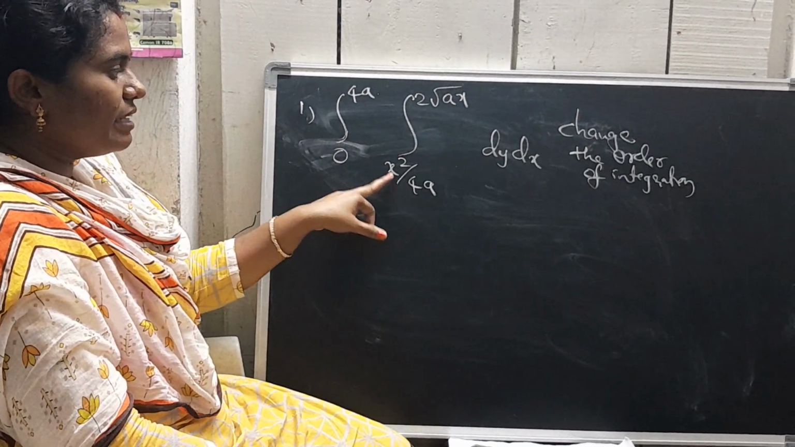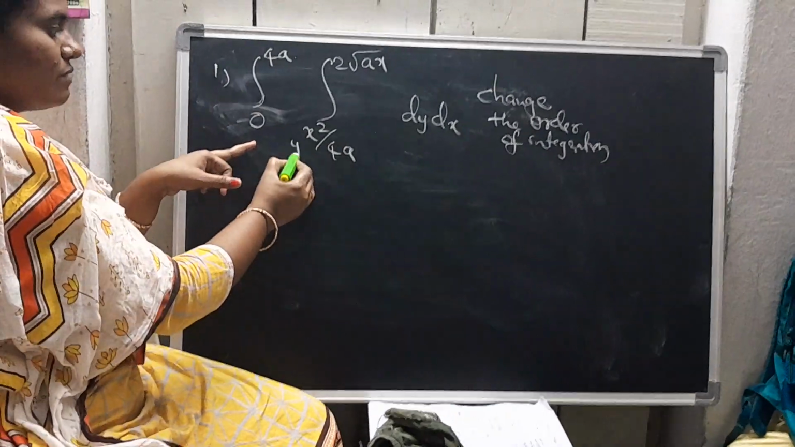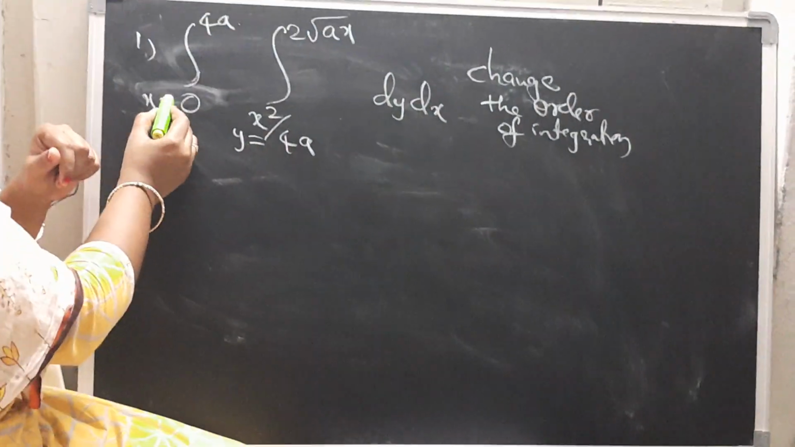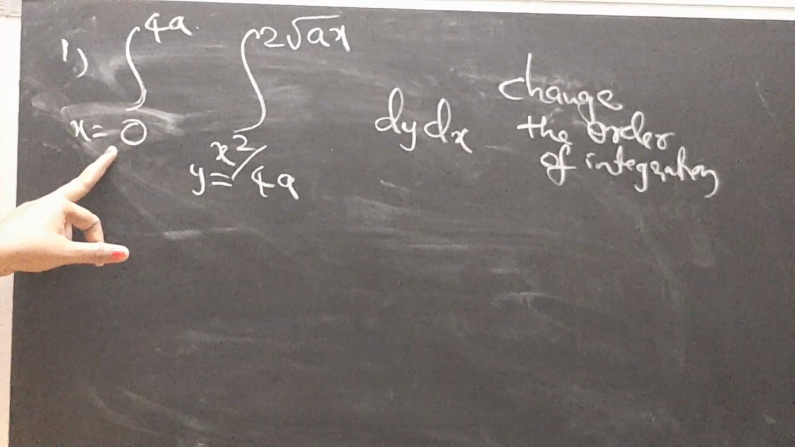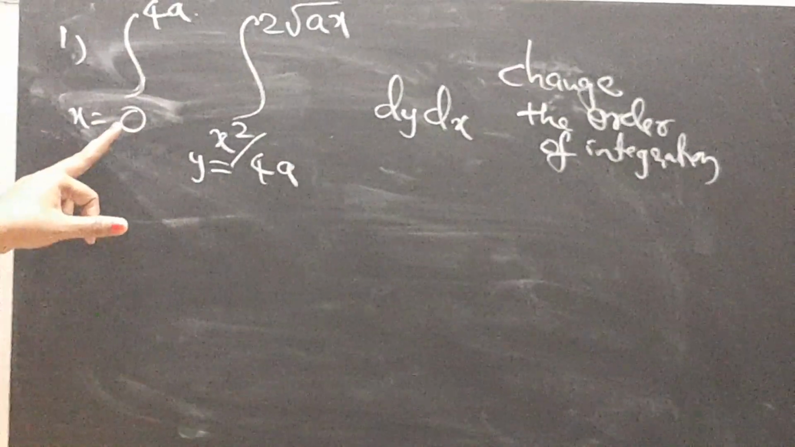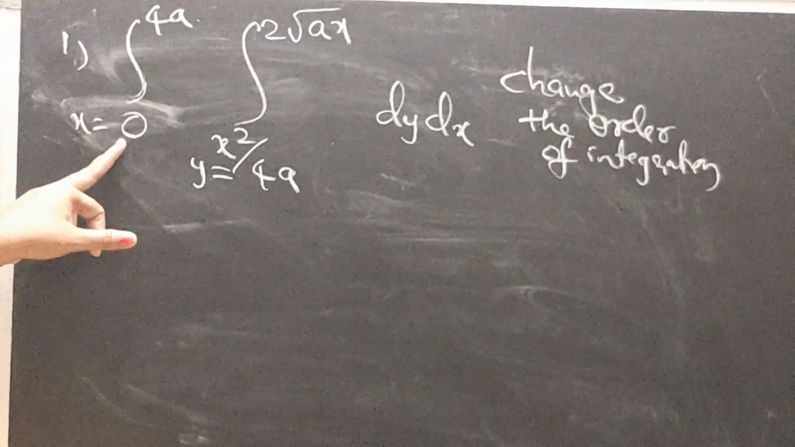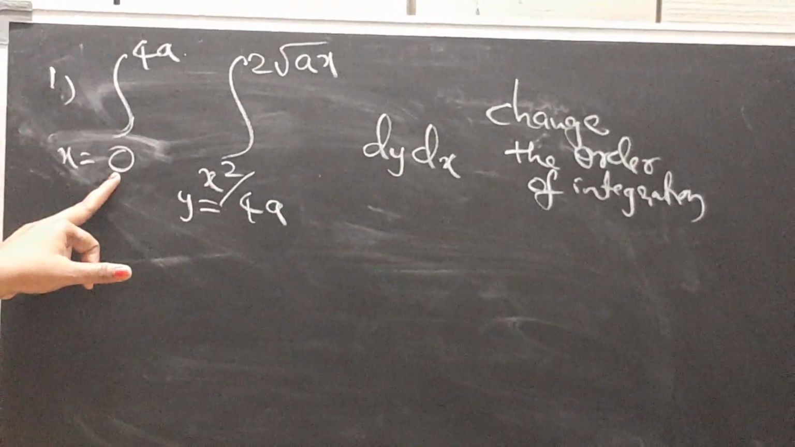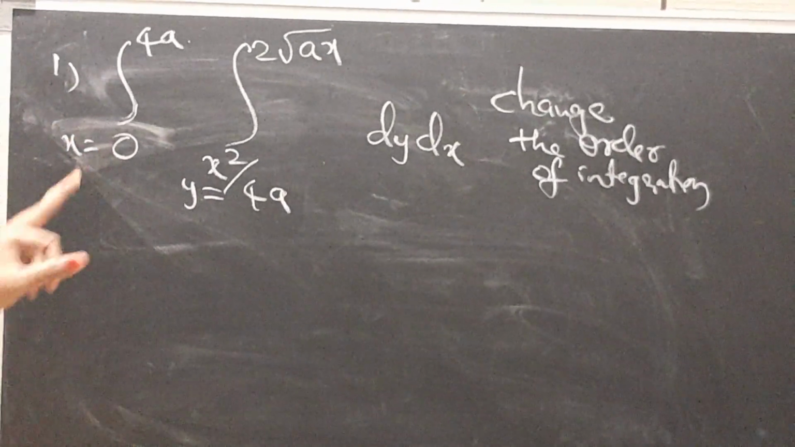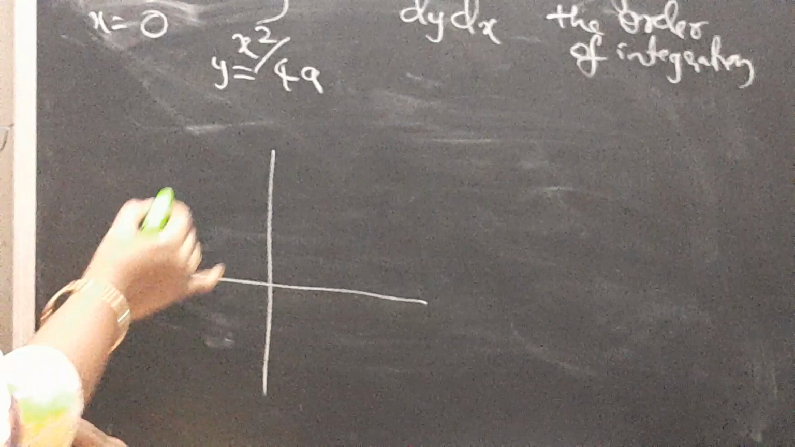Here the inner limit is containing the x term, so it is the y limit. Here is the x limit, so x is the outer limit. X outer limit means first you have to identify that it is anti-clockwise direction and you have to consider a vertical strip. First you see the diagram for this one.